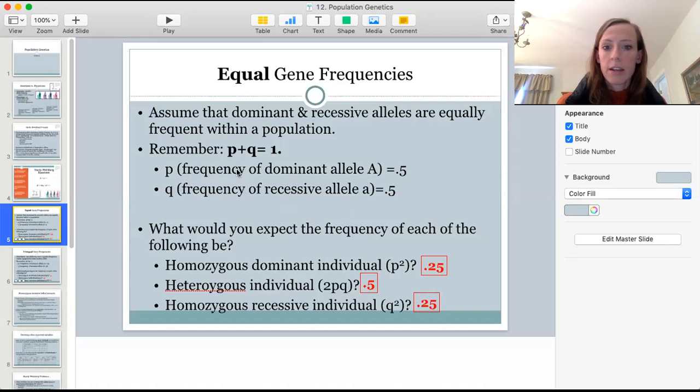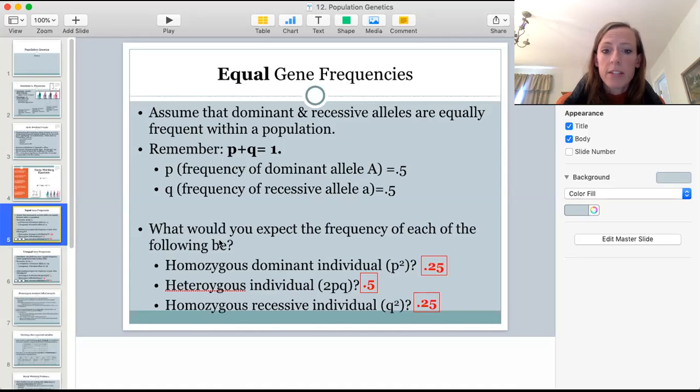So P, the frequency of the dominant allele, which we sometimes call big A, is going to be 0.5. Q, the frequency of the recessive allele, little a, is going to equal 0.5. And again, they both have to equal 1, and they do. Remember, this is the frequency of the allele, not the frequency of the genotype or the phenotype. Right now, we're just looking at alleles, not people.